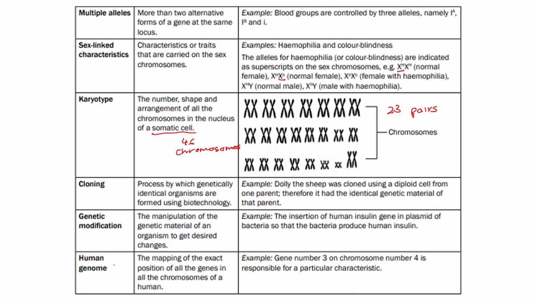gene. A human genome. Human genome is the mapping of the exact position of all the genes in the chromosomes of a human. For example, gene number 3 on chromosome 4 is responsible for a particular characteristic. It also tells us the position of each gene on the chromosome, which is also known as the locus.